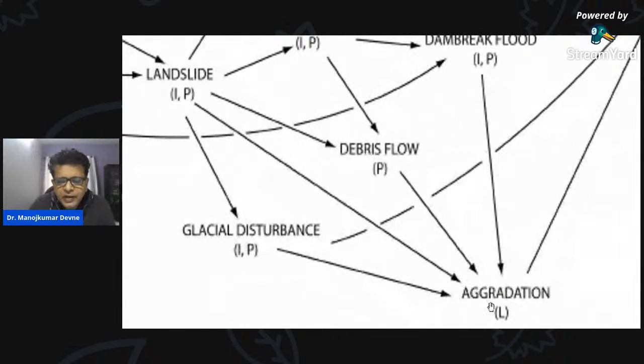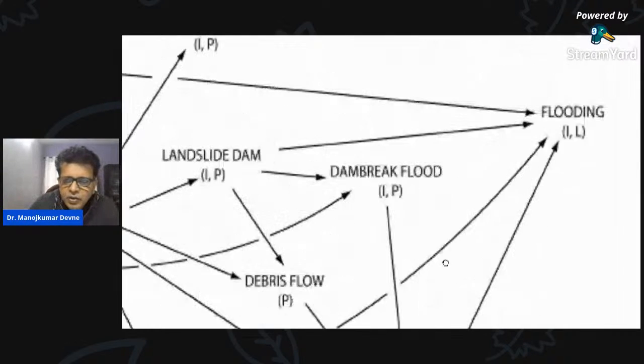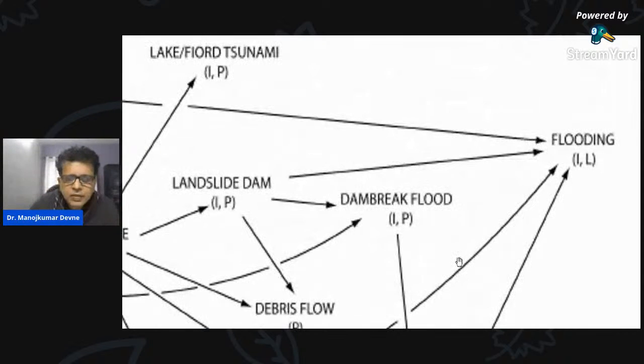Now, this dam break, just like debris flow, will come down here, and it will aggrade. Okay, aggrade in the sense it will heap up, it will pile up. Aggradation is a grade. Gradation is increase. So glacial disturbances, debris flow, dam break, all this is going to push all that material in a particular area, and in that area that material will rise up, and that will lead to aggradation as such.